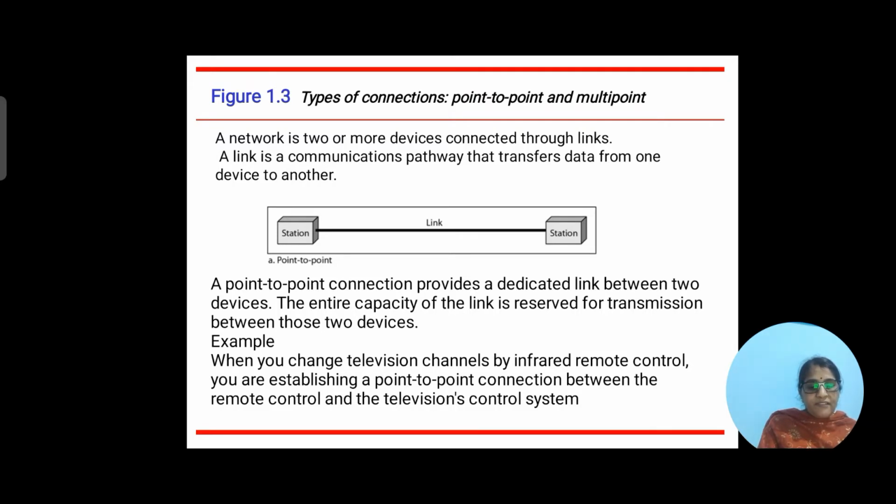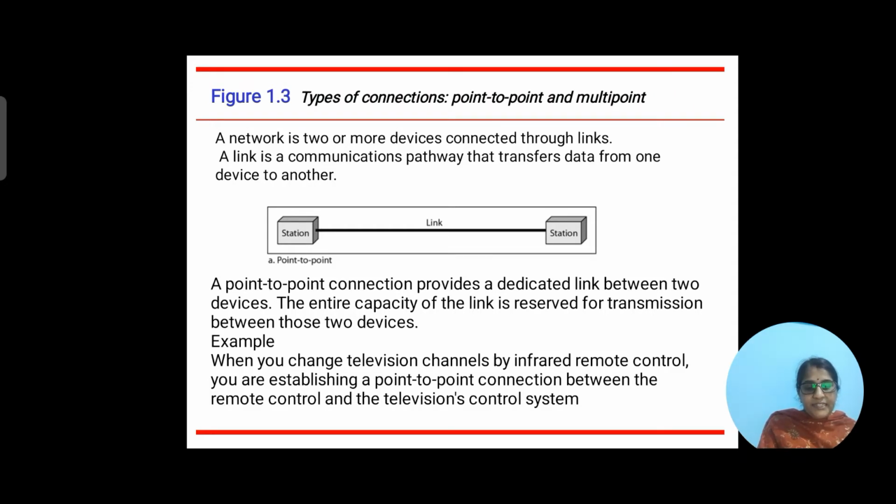The performance of a network depends on a number of factors, including the number of users, the type of transmission medium, the capabilities of connected hardware and the efficiency of software. Performance is often evaluated by two networking metrics, throughput and delay.